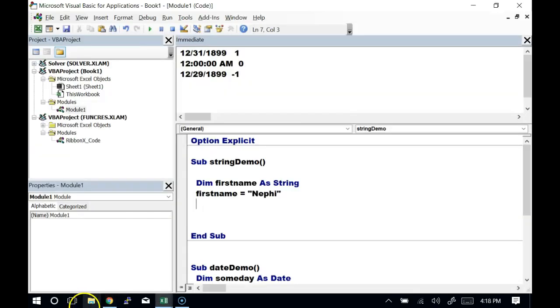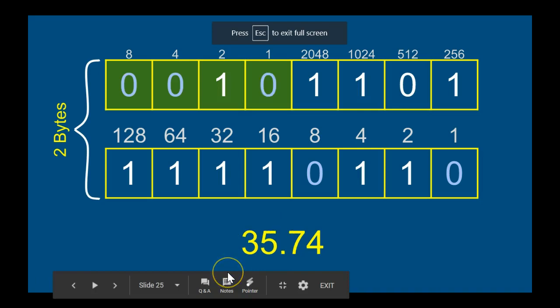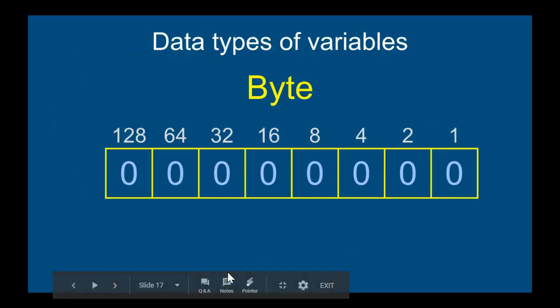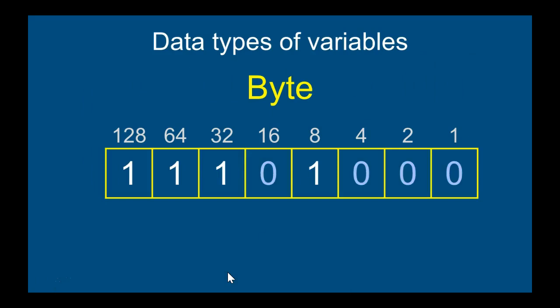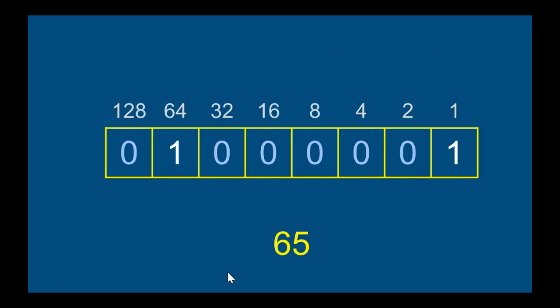So if I was over here, let's come back to here and present again. Going back. Almost there. 65 is what? Capital A. That's how a capital A is stored. And so it takes 1 byte per character to be able to store that string.